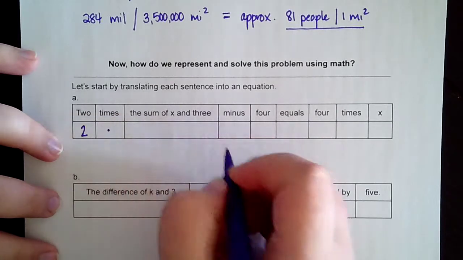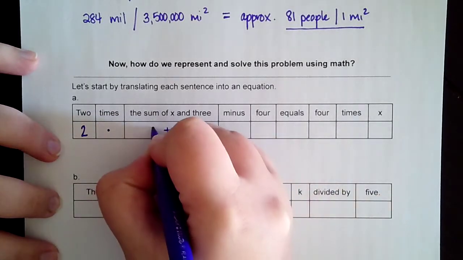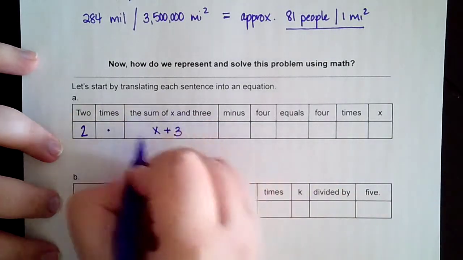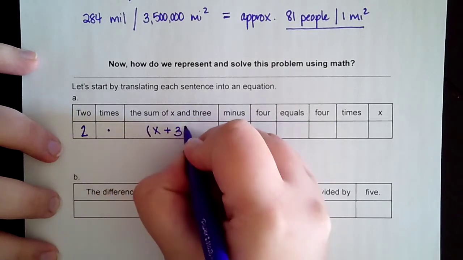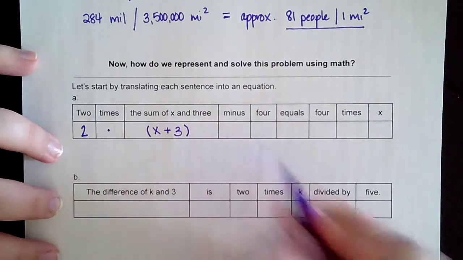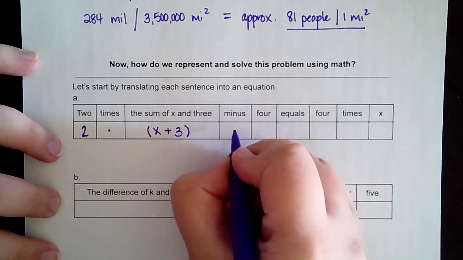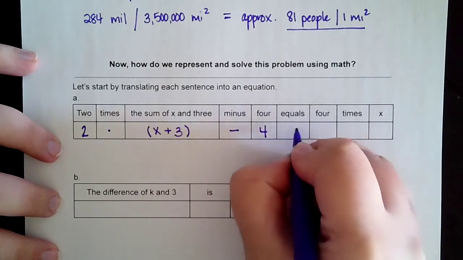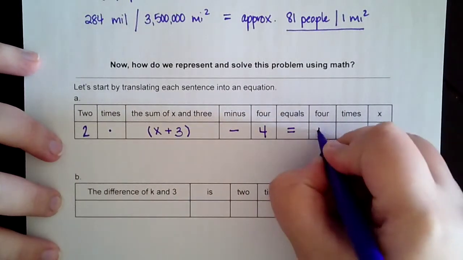The sum of X and 3. The sum means we're adding the two terms X and 3. Notice because this has its own box and it says the sum of, that's indicating that we need to keep this together regardless of what's going on the left or right side of it. So I'm going to put some parentheses on that to remind myself. Minus, that's an easy one, 4 equals, gives us that equal sign again, 4 times X.